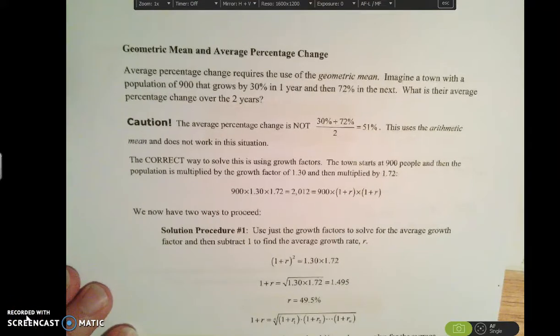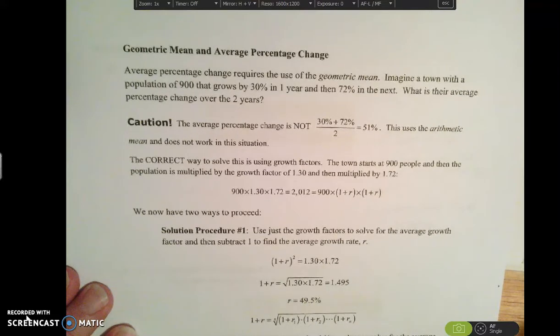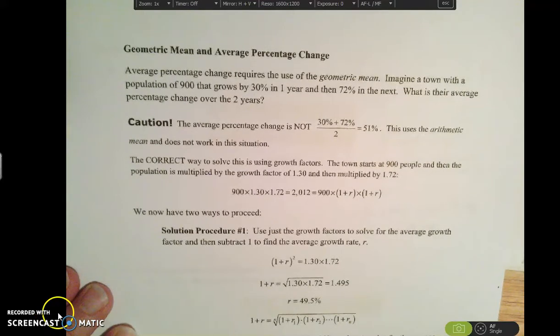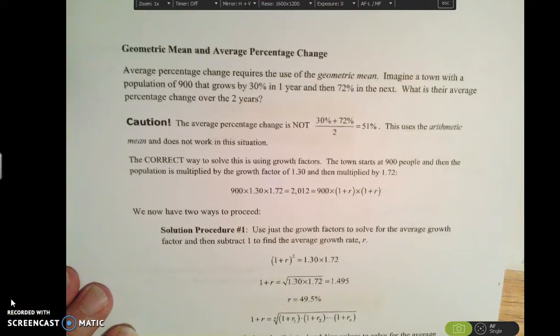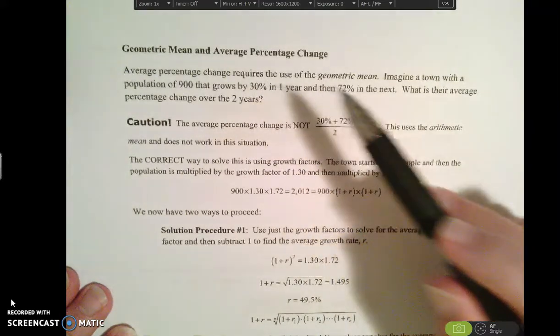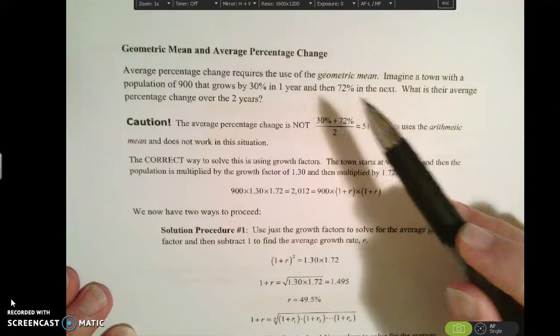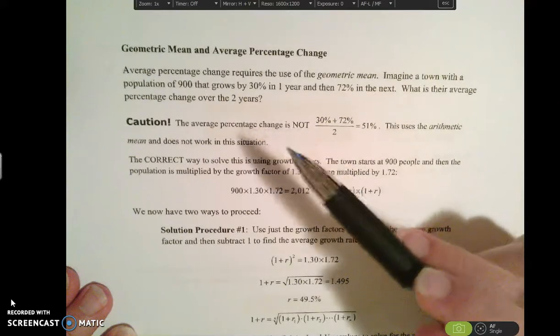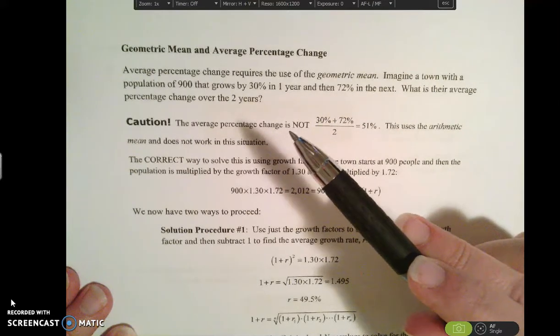All right, so we're going to talk about pages 71 through 74 in your guided workbook. What they're doing with this section is talking about how to figure out growth factors over a period of time. The example says, imagine a town with a population of 900 that grows by 30% in year 1 and then 72% in the next year. What's their average percentage change over the 2 years?